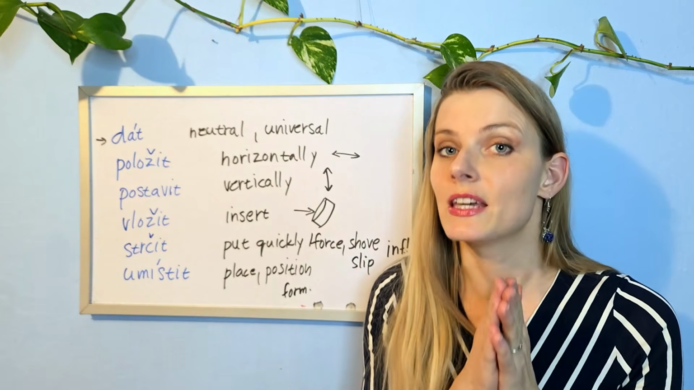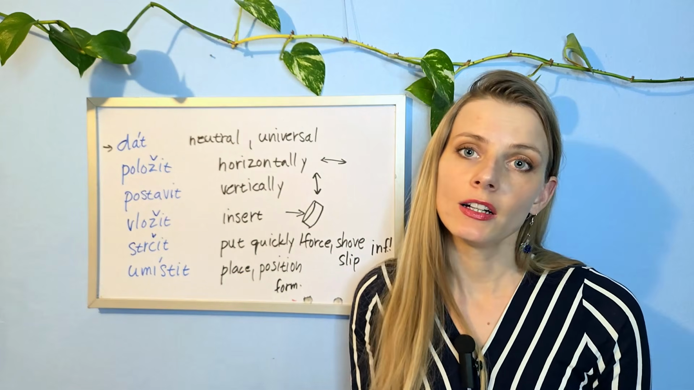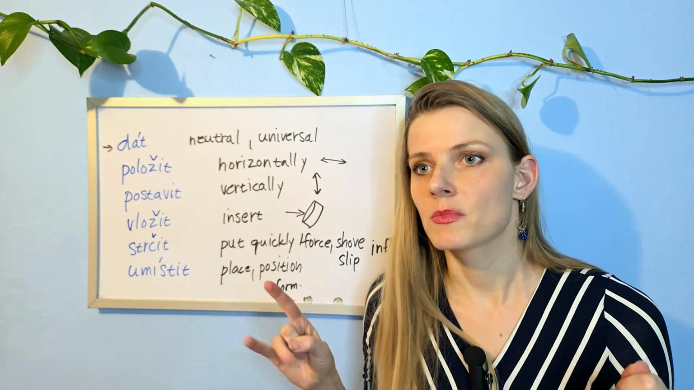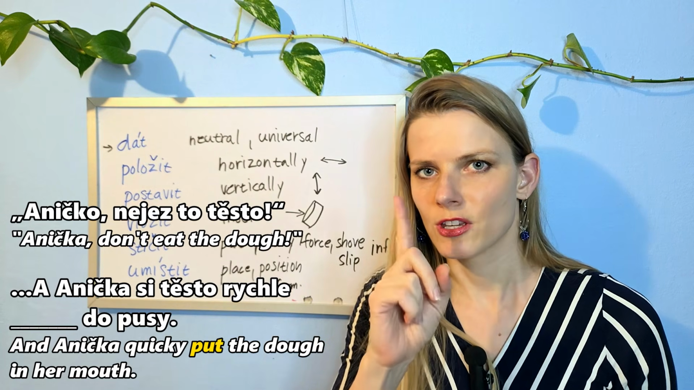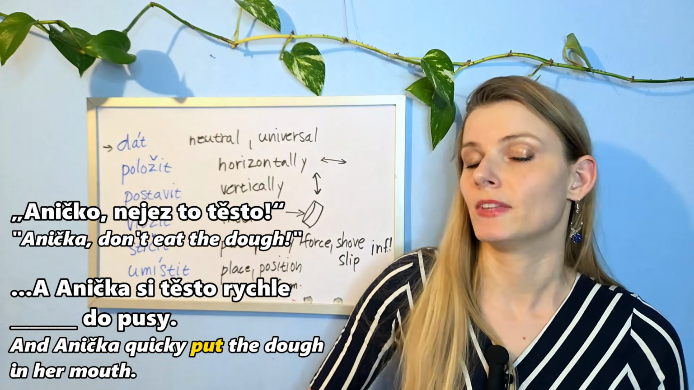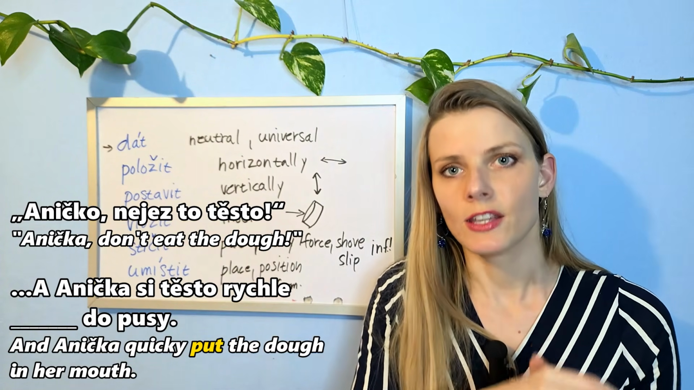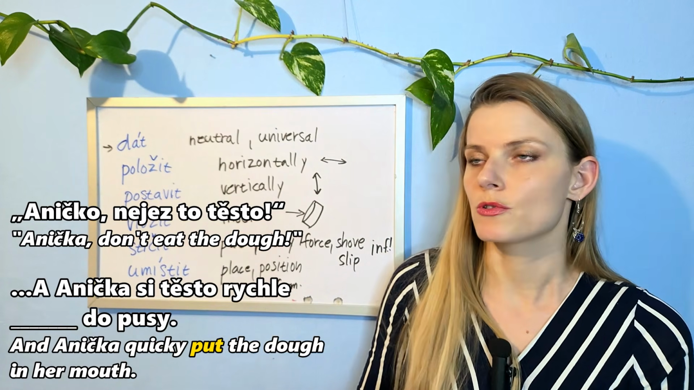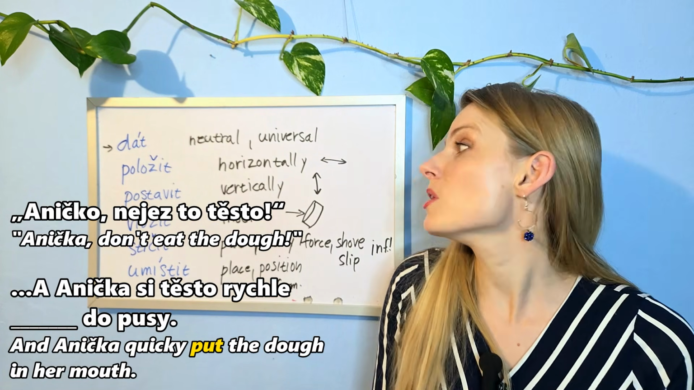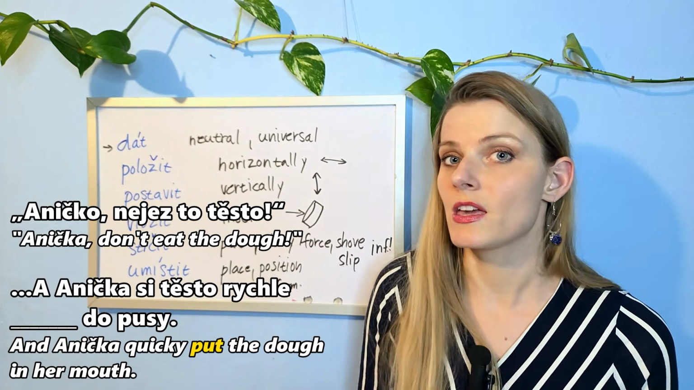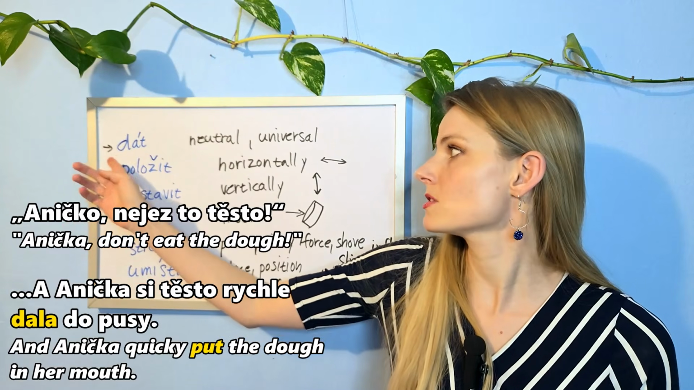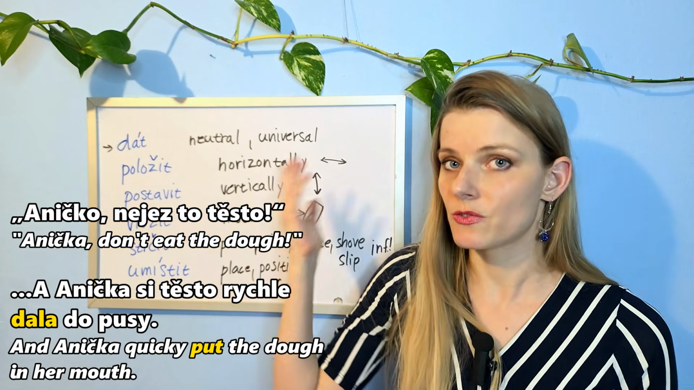Now let's do a tiny test. The small girl Anička is baking with her mom and there's fresh dough and her mom says, Aničko, nejez to těsto. Don't eat the dough. A co udělala Anička? Anička si rychle těsto do pusy. She quickly put the dough into her mouth. So what would work there? We could say, Anička si těsto rychle dala do pusy. Yes. Like we said, it is neutral, it is universal.